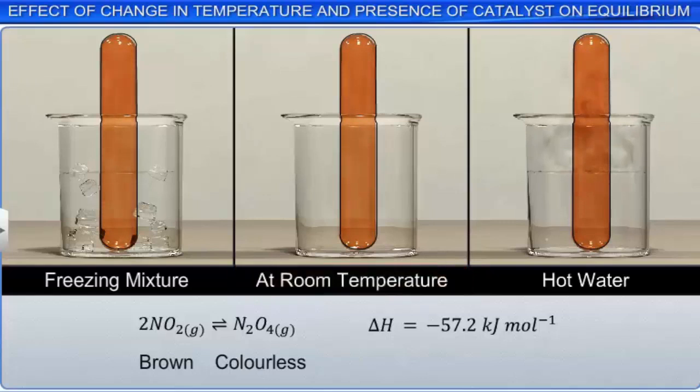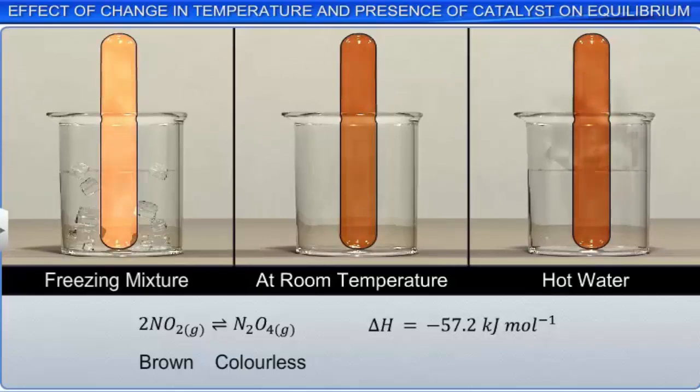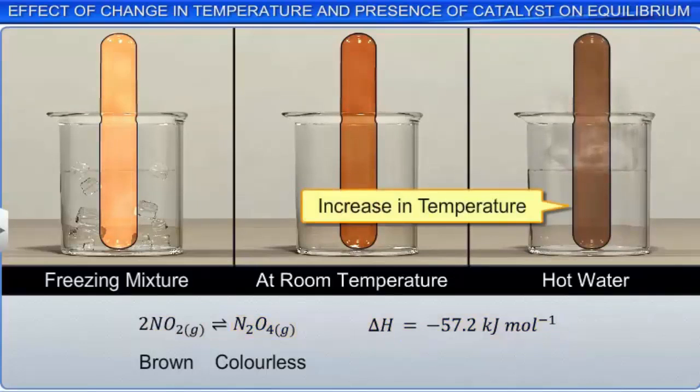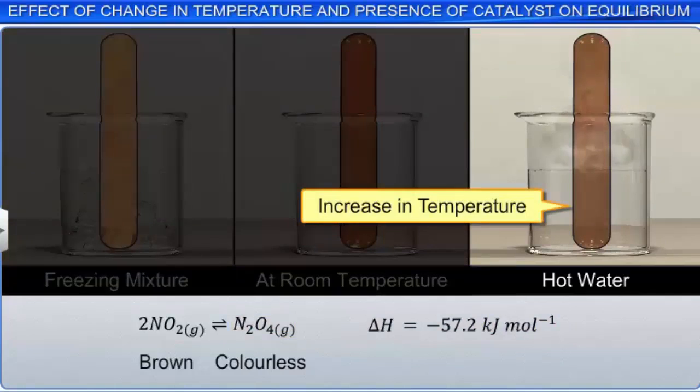You can see that the tube placed in a freezing mixture has turned pale, while the one placed in hot water has turned dark brown. How do you explain this? The forward reaction of NO2 dimerizing into N2O4 is an exothermic reaction. You have seen that increasing the temperature for an exothermic reaction favors the backward reaction. Hence, the backward reaction of formation of NO2 occurs when the tube is placed in hot water. This is why you see that the brown color intensified in that tube.